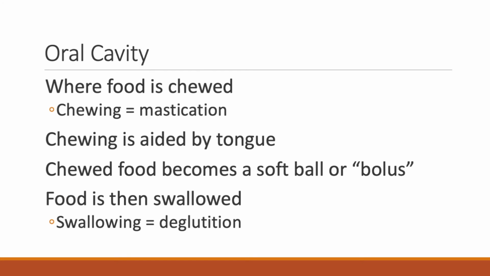Continuing with the oral cavity, this is where food is chewed. So starting the mechanical process, chewing or mastication. Chewing is aided by the tongue. Chewed food becomes a soft ball or bolus. Food is then swallowed, so swallowing, deglutition.